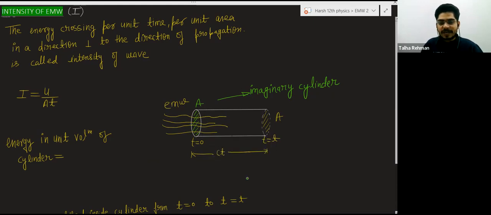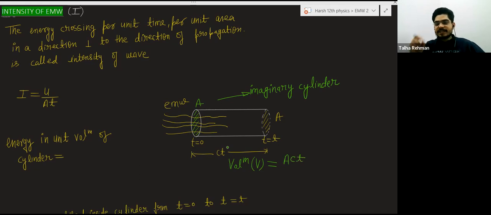Now, if I want to calculate the volume V of the cylinder, that is given by area into the length of the cylinder. The length of the cylinder is ct, so the volume is A c t. Now, the energy density of the electromagnetic wave.